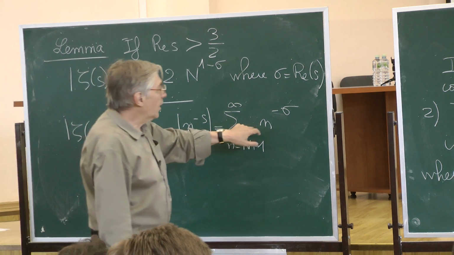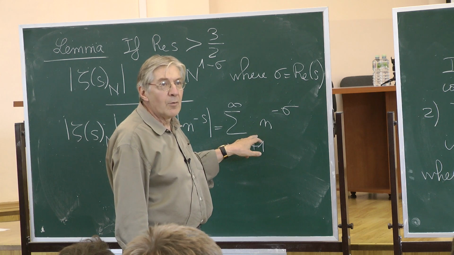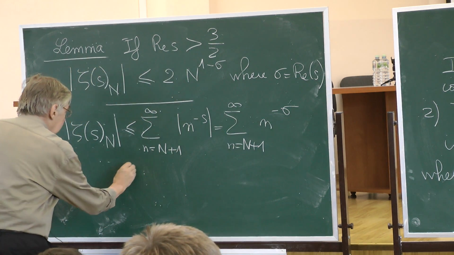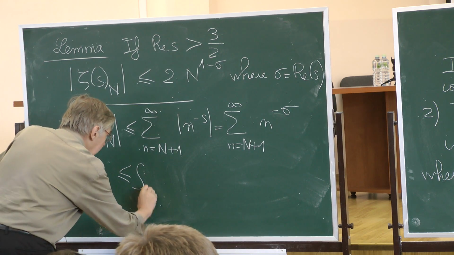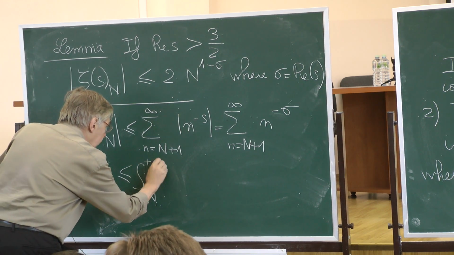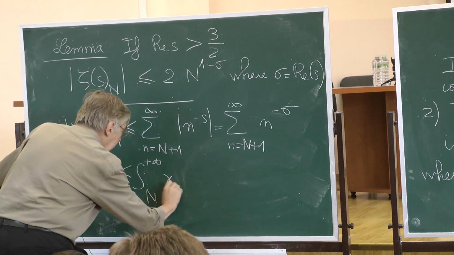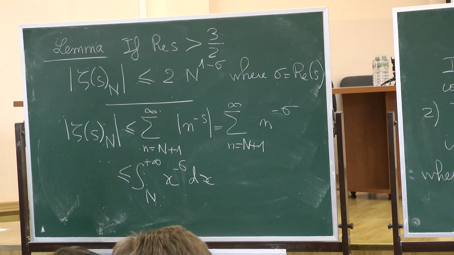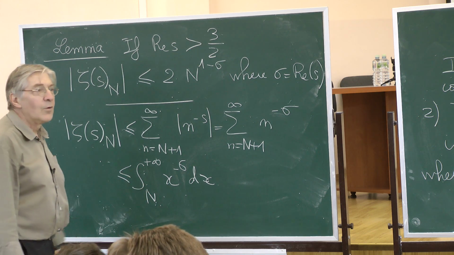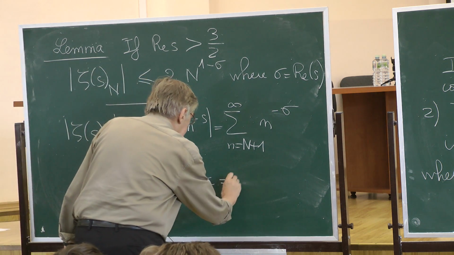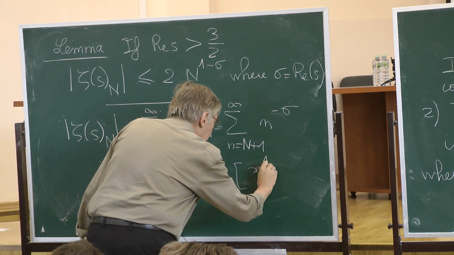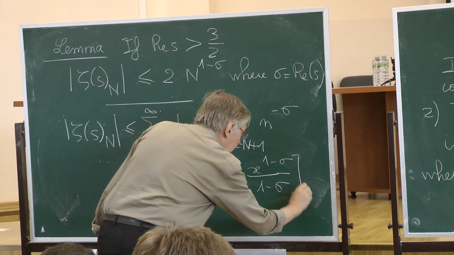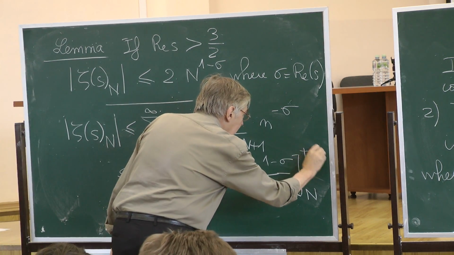And in order to get an estimation of this sum, I compare this sum with the corresponding integral. It is less than or equal to the integral going from capital N to plus infinity of x to the minus sigma dx. And now I compute this integral. So in fact, this integral is just x to the power 1 minus sigma divided by 1 minus sigma, which I have to evaluate between capital N and plus infinity.